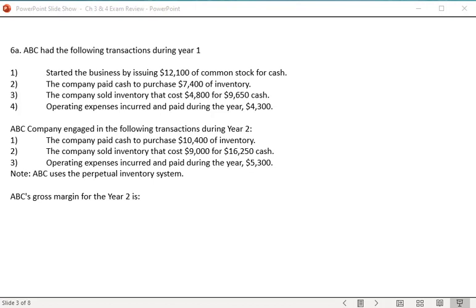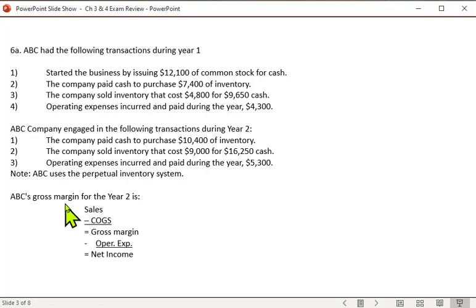Okay, our next question, they want to know ABC's gross margin for year 2. They gave us information for all the transactions that ABC did in year 1 and also in year 2. But all they want to know is the gross margin for year 2. So let's figure that out.